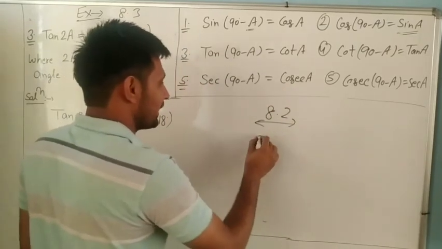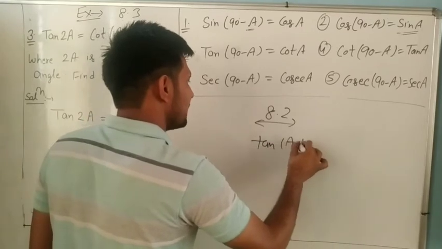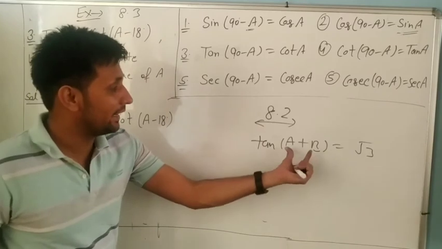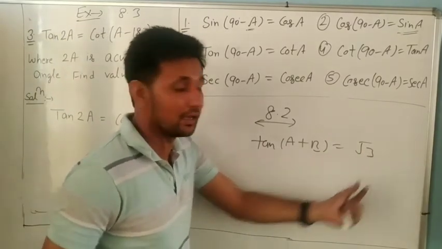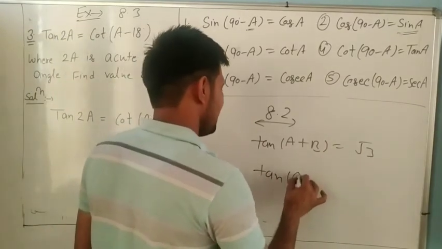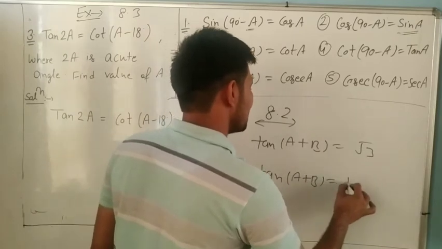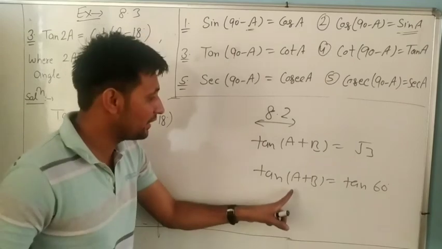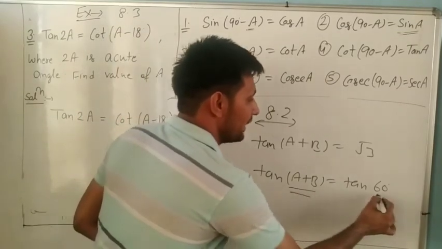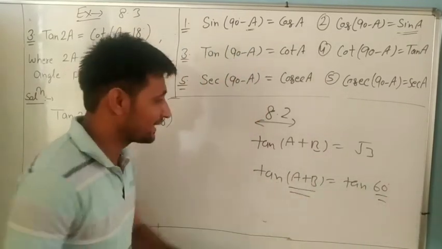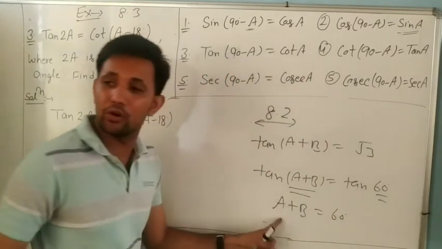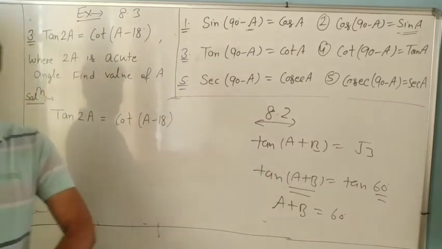Okay dear. Do you remember exercise 8.2 question number 3? I wrote here tan A plus B equal to root 3. So how can we write? It is an angle, it is also an angle. So what can we write? Tan A plus B equal to tan 60, value root 3 of tan 60, or not? Then we write A plus B is also an angle. Both are tan, tan. That's why I write A plus B equal to 60. Do you remember?